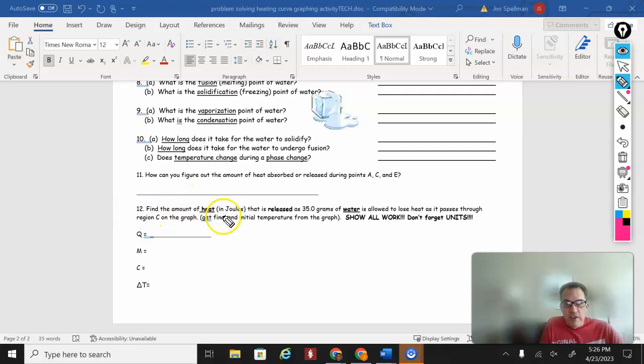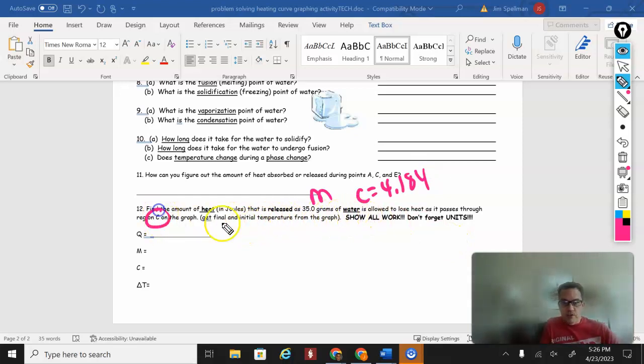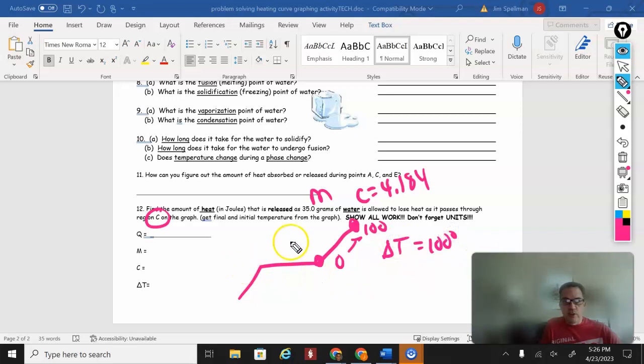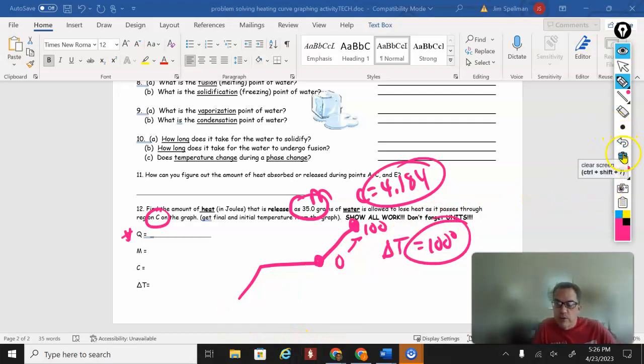So on number 12, it says, let's find the heat in joules released if you have 35 grams of water, which is your mass. The specific heat of water is 4.184. All right, and then it says as it passes through region C, if you label things appropriately, region C is going to be as it goes from 0 to 100, which means your temperature change should be about 100 degrees for that. Right. So you're solving for Q. There's your M. There's your C. There's your change in temperature. And all I really need to do is to multiply those together to get your answer on that one.